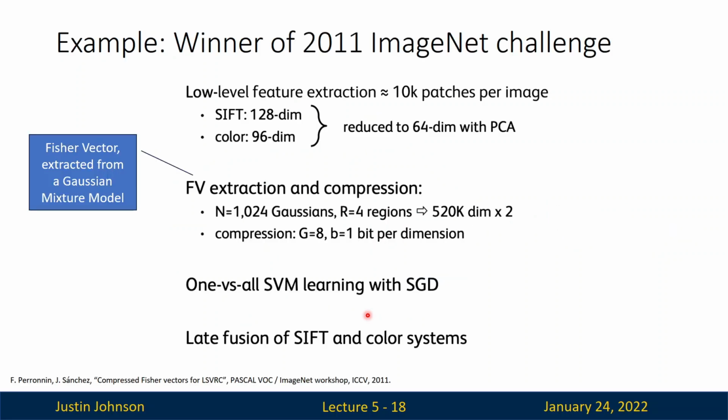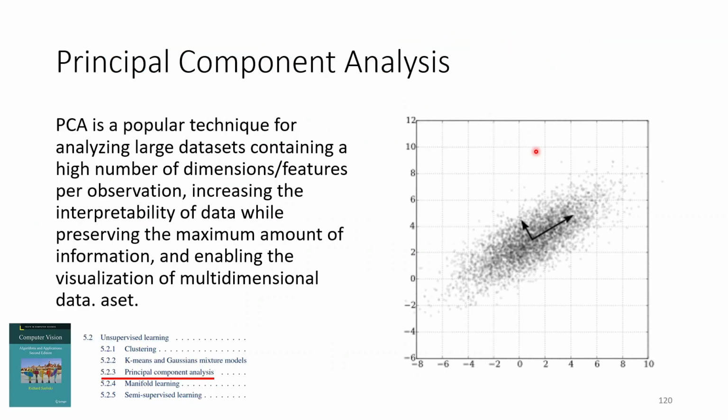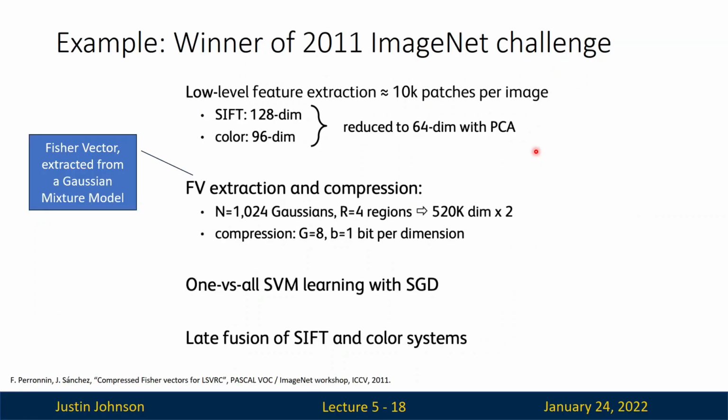This is an example from the winner of the 2011 ImageNet classification. It used SIFT features and color features, and reduced the combined feature. You see, 128 concatenated with 96, so the raw feature is more than 200 dimensions. It used principal component analysis to reduce the dimension to 64. Remember, principal component analysis was mentioned by Mr. Wang earlier in this lecture.